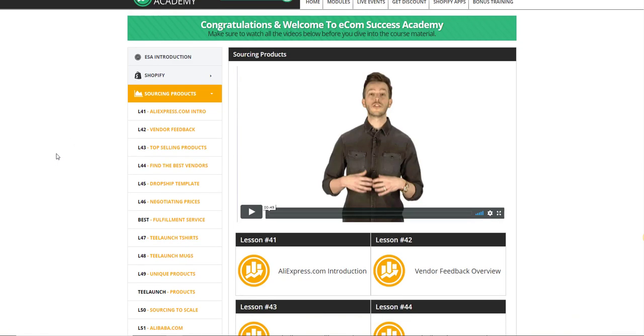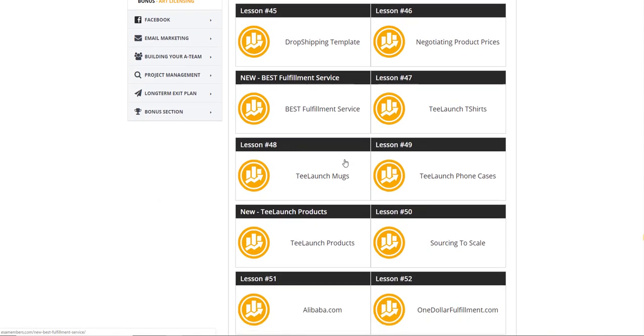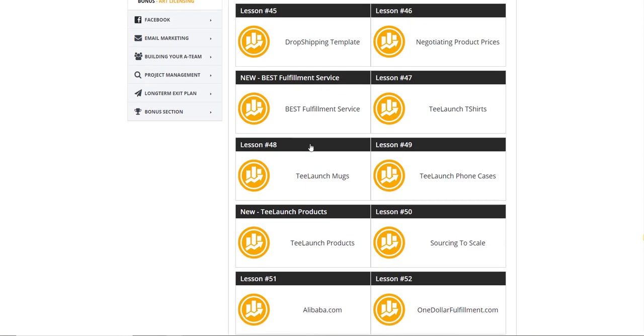So if we look through all these different modules, it gives you all the different ways of finding products and scaling it up. And he also has something new which came out last year, which was art licensing. So I had a look at some of the art. It's decent, but there's some limitations because you don't have access to all of the art, just a few artists. And I find a lot of it is saturated now, but nonetheless you can probably still find something decent.